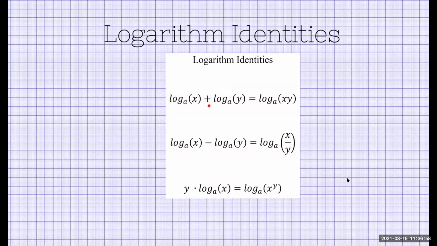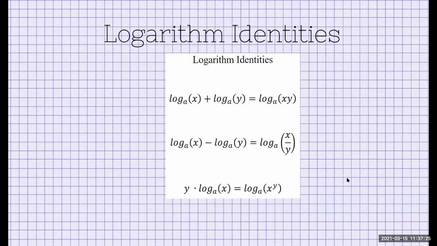So identity number one, we have the addition between two logarithms. Obviously, they are sharing the same base. We just have different numbers. And these will be equal to the logarithm of the same base, obviously, but the numbers will be multiplying in this case. If you have a subtraction, the numbers, in this case x and y, will be dividing. We will have a ratio here.